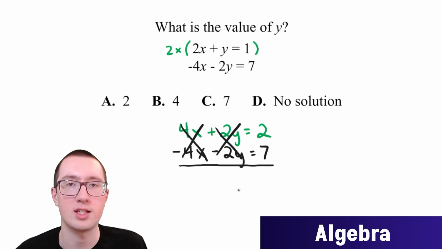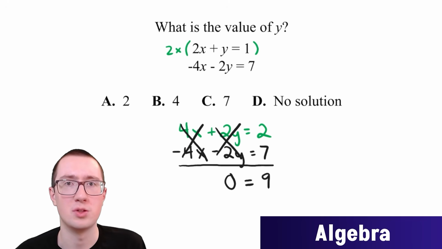So this entire left side of the equation is just going to be 0. And then we add up 2 plus 7. 2 plus 7 is 9. So after doing elimination, we have ended up with 0 equals 9. Well, that doesn't make sense. 0 does not equal 9. Did we do something wrong?